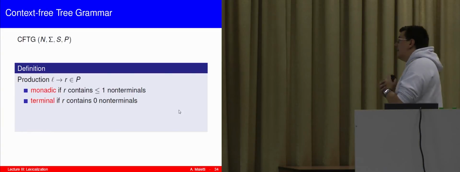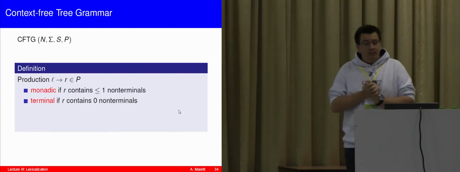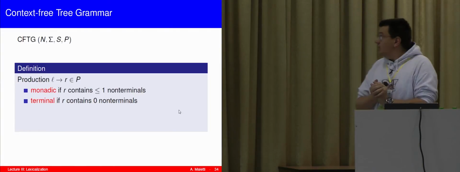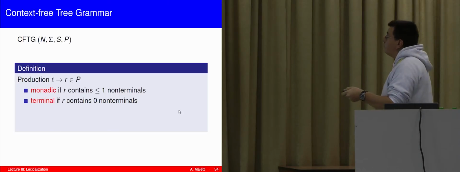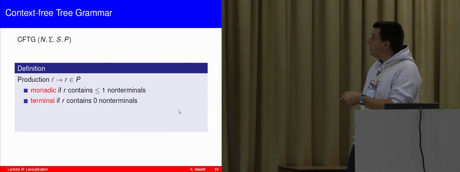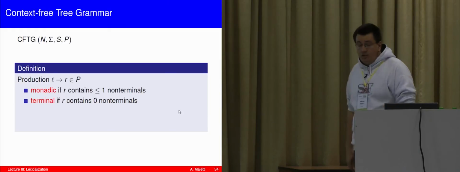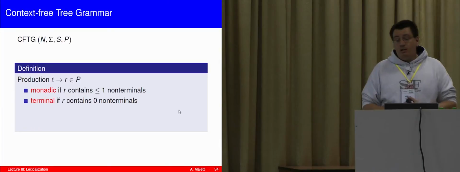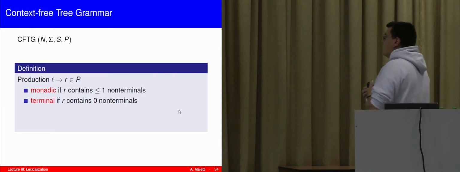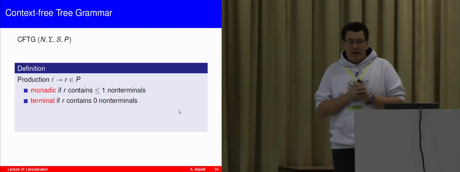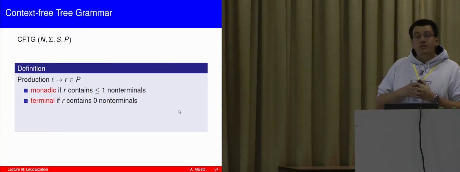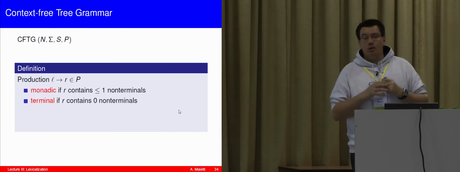Now, this will be even slightly more technical, but it will actually make the final proof a lot easier. So the context-free tree grammar is monadic, or a production in it will be monadic, if the right-hand side contains at most 1 non-terminal. Right? So you're only allowed to have 1 non-terminal in the right-hand side. Then it's a monadic production. And similarly, it's called a terminal production if there's nothing left to do, right? If there are no non-terminals in it anymore.